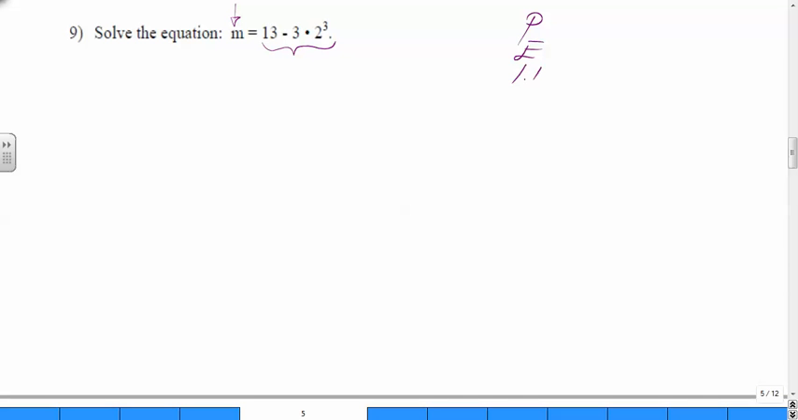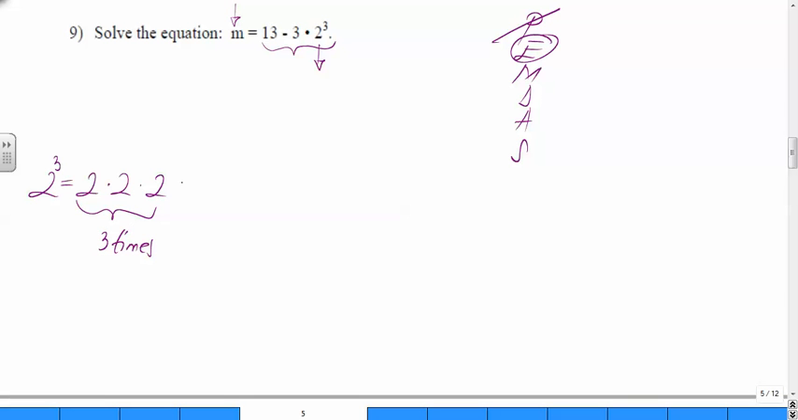Operations, PEMDAS. Okay, parentheses, none. Exponents, yes sir. 2 to the power of 3. 2 to the power of 3 equals 2, 2, 2. You guys see that? I'm writing 2 3 times, right? And I'm multiplying each one, right? So 2 times 2 times 2 is going to be 8. So that 2 cubed, 2 to the 3rd power, that's 8.